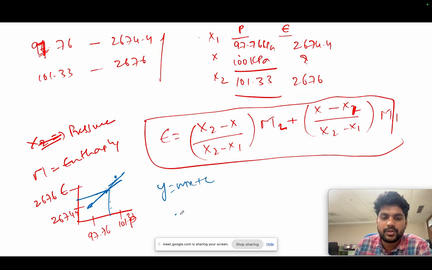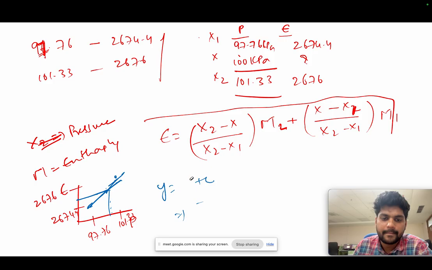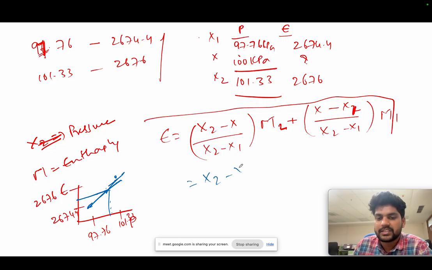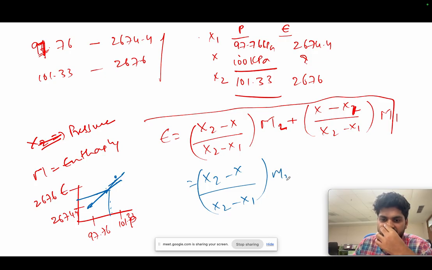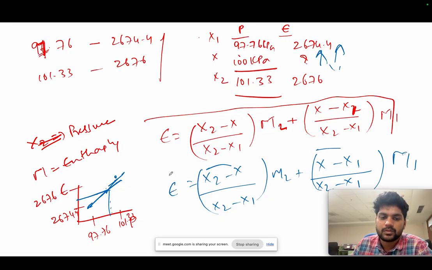So in the same way you can do it. So from here you will get this formula. So basically you can remember it like this. If you have two values, just take x2 minus x times m1 plus x minus x1 times m2, divided by x2 minus x1. Because see, this value is increasing, so that's why we are taking x2 minus x. Here this will be decreasing, so we are taking x minus x1.